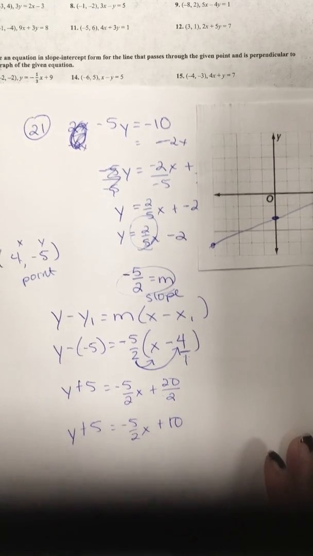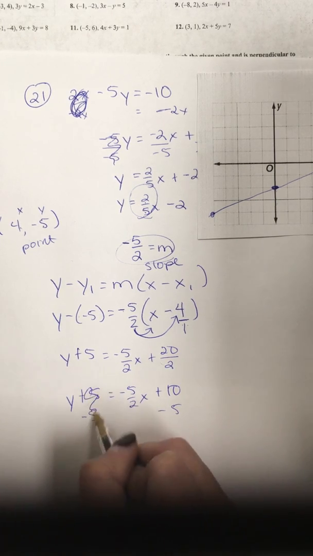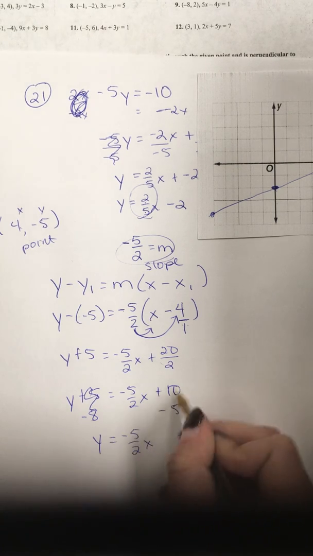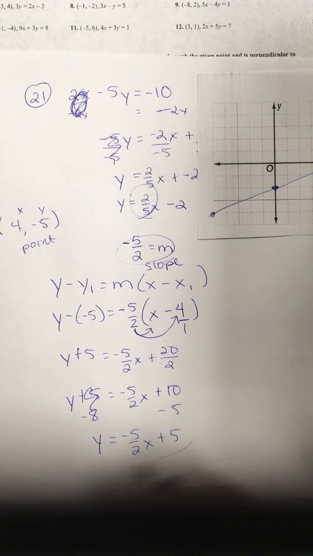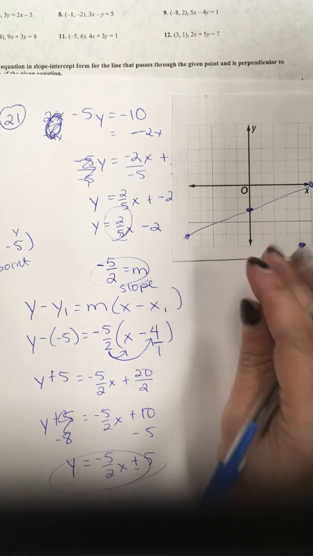And then from here, I'm going to scoot this up a little bit. I can subtract 5 from each side to get my y all alone, and I'll be left with y equals negative 5 over 2x plus 5. So that's the equation of the line that is going to be perpendicular to my original line.